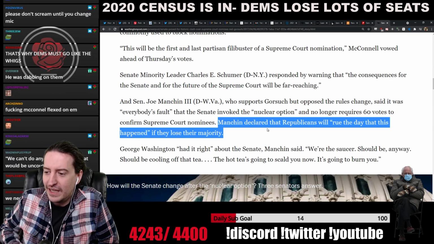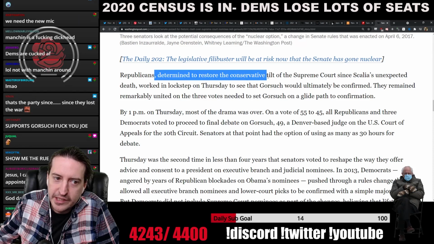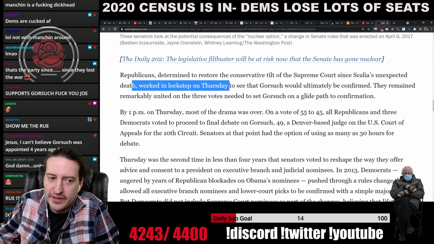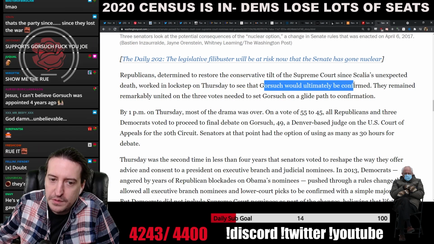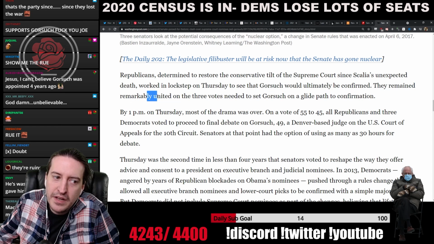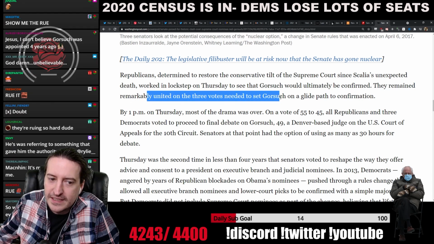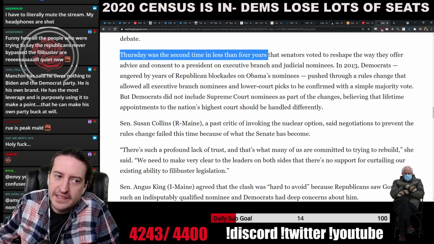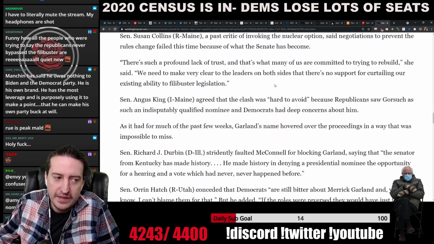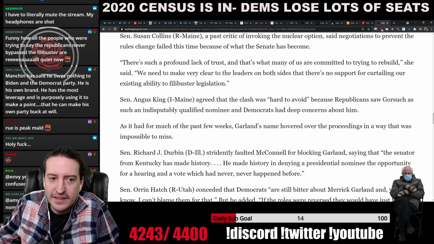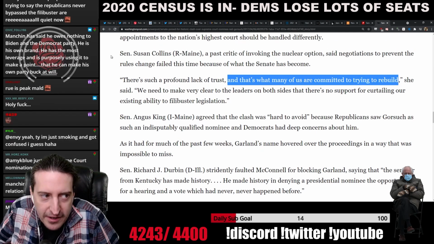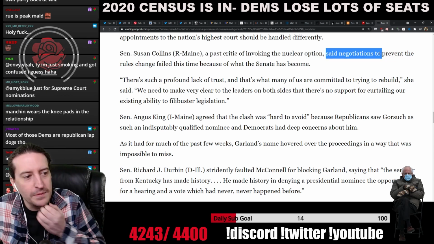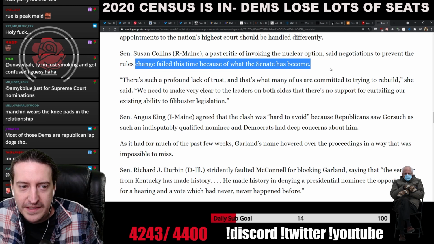Are they ruing? Republicans determined to restore the conservative tilt of the Supreme Court since Scalia's unexpected death worked in lockstep on Thursday to see that Gorsuch would ultimately be confirmed. They remain remarkably united on the 3 votes needed to set Gorsuch on a glide path to confirmation. Thursday was the second time in less than 4 years, so there's such a profound lack of trust, and that's what many of us are committed to rebuild. Senator Susan Collins of Maine, a past critic of invoking the nuclear option, said negotiations to prevent the rules change failed this time because of what the Senate has become.